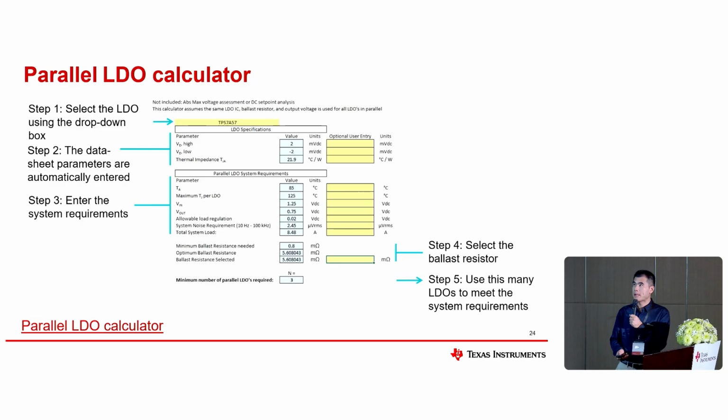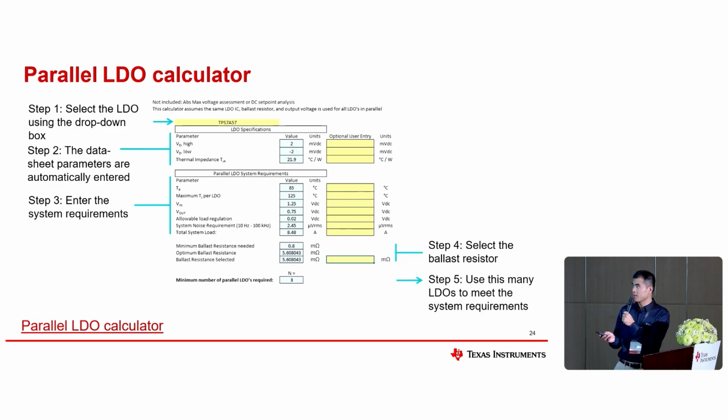Another thing: TI also developed a tool you can easily download from TI.com. This tool is very straightforward. Firstly, choose a different LDO, and after you choose, you can go to the LDO parameters and enter your requirements, the spec, temperature, maximum junction. After that, the tool will generate the ballast resistor recommendation, so you can choose the ballast resistor close to the recommendation.